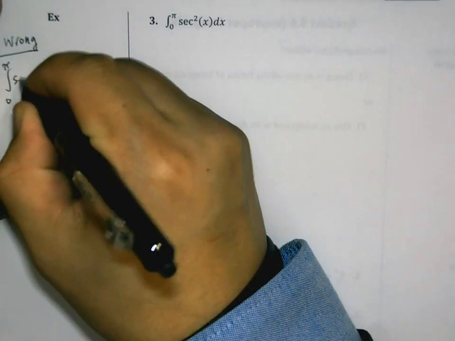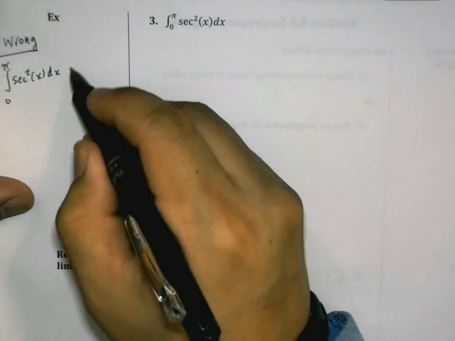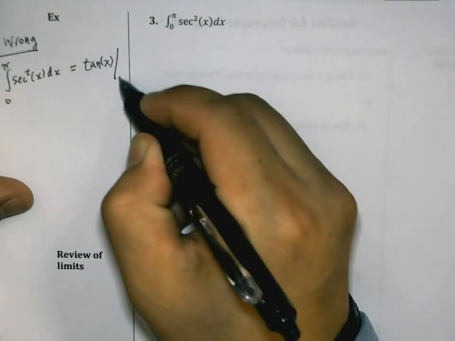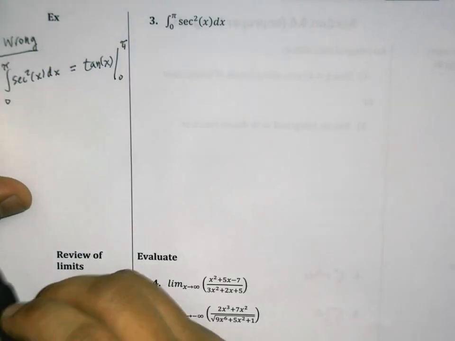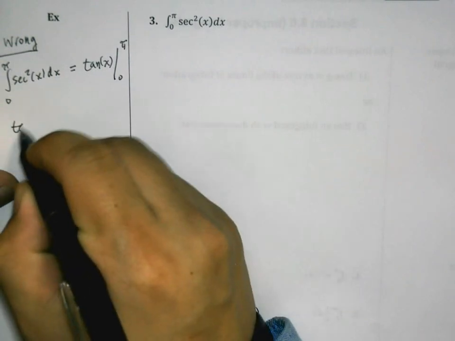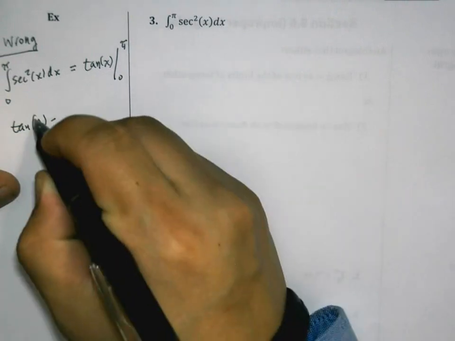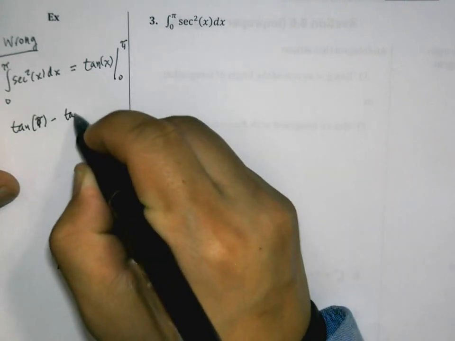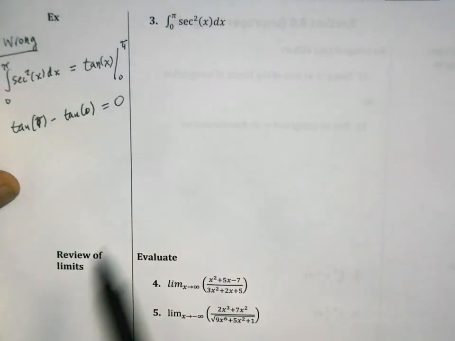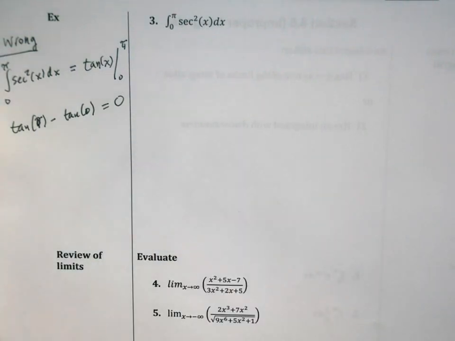The integral from 0 to pi of secant squared of x dx. The antiderivative of secant squared is tangent, evaluated between 0 and pi. Tangent of 0 is 0. Tangent of pi is also 0. This is tangent of pi minus tangent of 0. And if you did it this way, you would say, well, the whole thing equals 0, but you would be so very wrong.